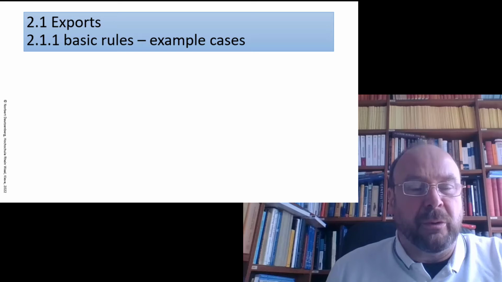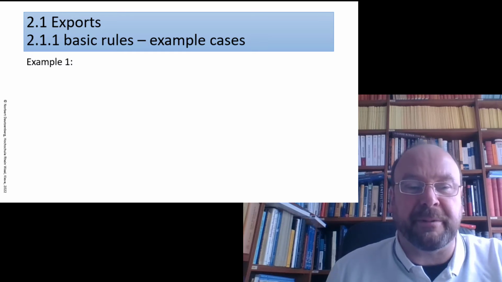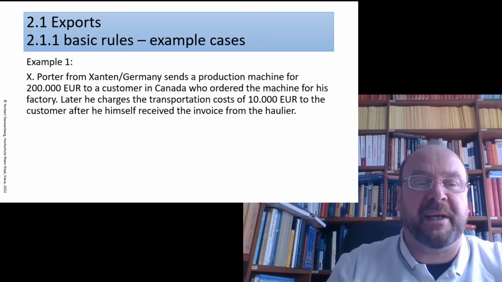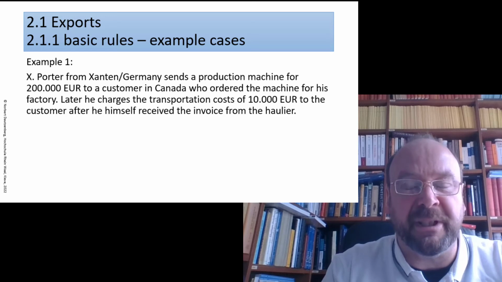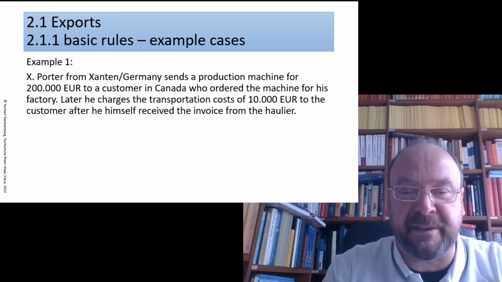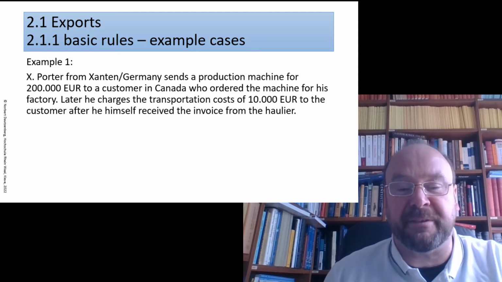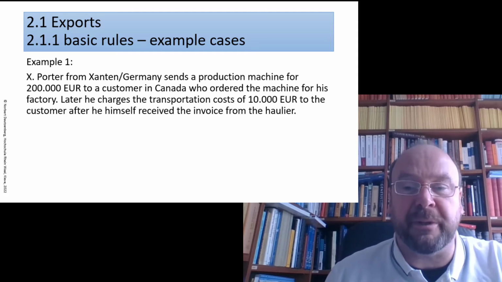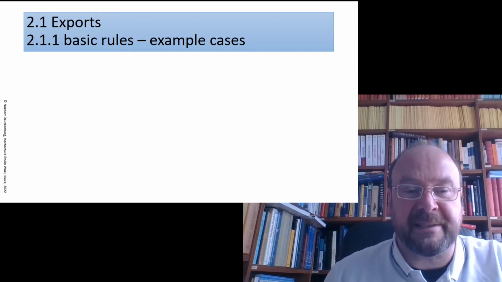Well, so let's illustrate these basics with a few examples. First example is a simple one. Mr. Exporter from Xanten in Germany sends a production machine for 200,000 euro to a customer in Canada who ordered the machine for his factory. Later he charges the transportation cost of 10,000 euro to the customer after he himself received the invoice from the haulier. What's the solution of our case? Well, let's have a look.